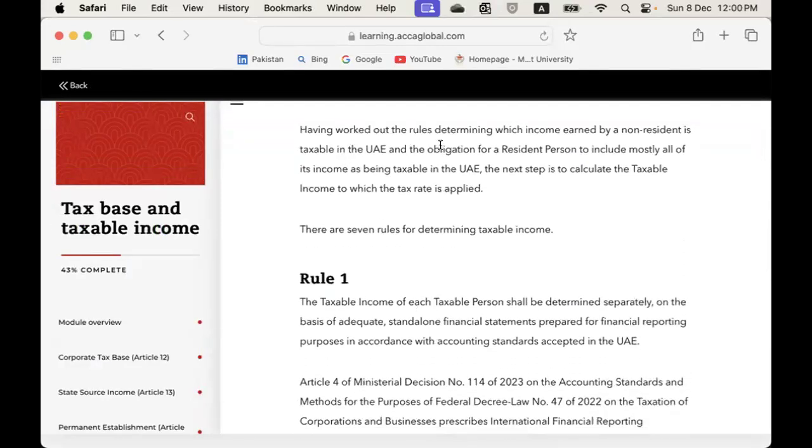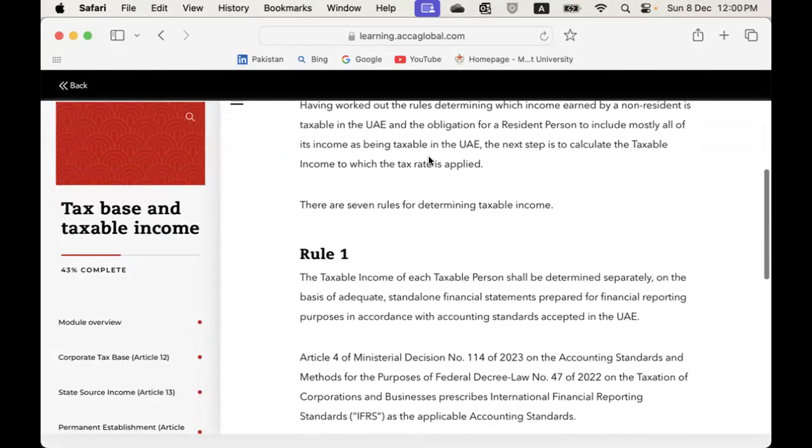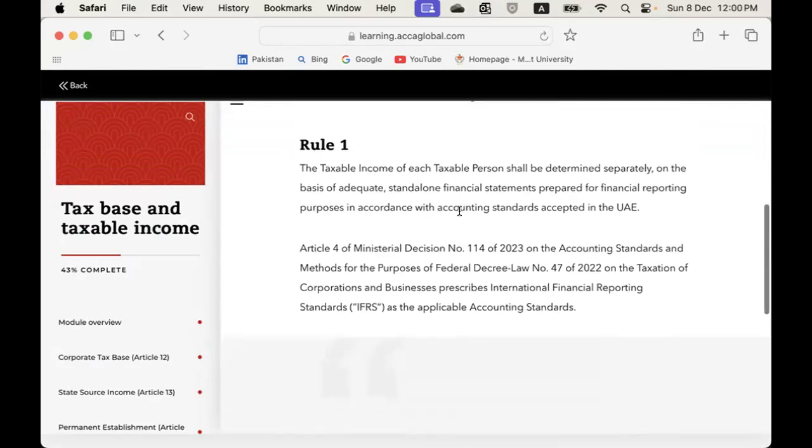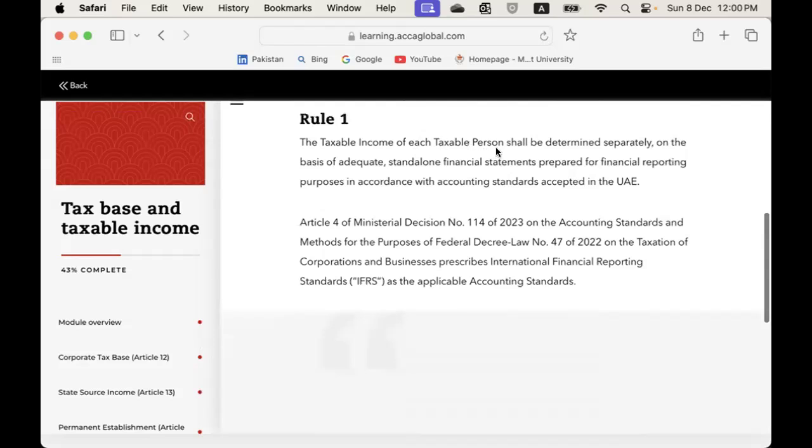So having worked out the rules of determining whether the income earned by a non-resident is taxable in the UAE, and the obligation, the next step is to calculate the taxable income. So what are the different rules? Taxable income for each taxable person shall be determined separately on the basis of adequate standalone financial statements. Now, the keyword here is standalone financial statements. One legal person, one company, is seen separately in UAE corporate tax, unless you go for forming a tax group, which we will study later.